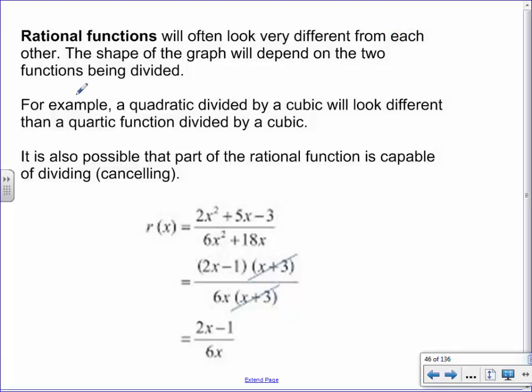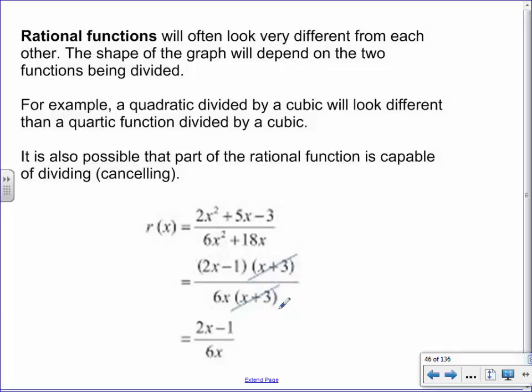If you divide a linear by a cubic, it's different than a cubic by a quadratic. It's different than a factorable quadratic from a non-factorable cubic, right? There's so many different permutations that I can't give you a generic rule for this. So it just depends on what you're dividing.